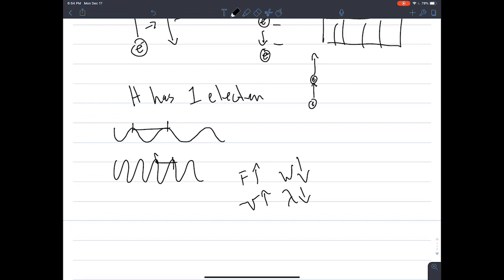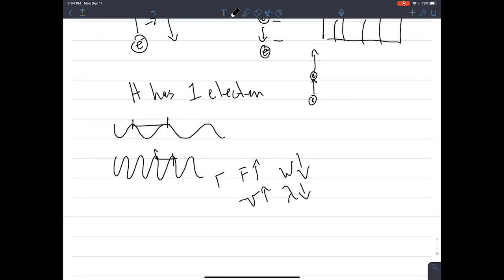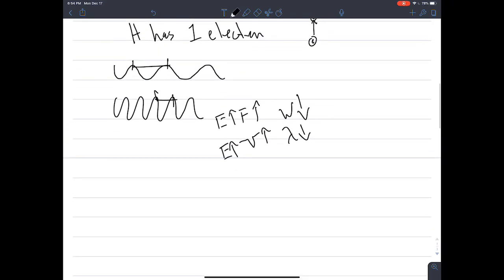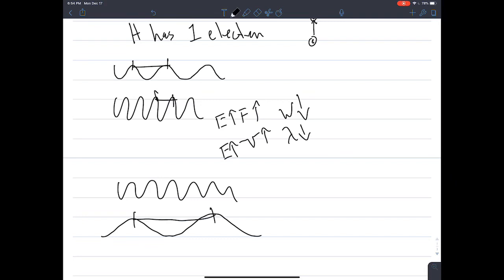Lower energy has longer wavelength, so a high energy color would have a really short wavelength because energy goes with frequency. If you're talking about violet light, it's going to have more energy, higher frequency, and a shorter wavelength. If you're talking about red light, relatively speaking, that's violet, and red would be more like this: lower energy, so longer wavelength. So the longest wavelength color would be red, and the shortest wavelength color would be violet.